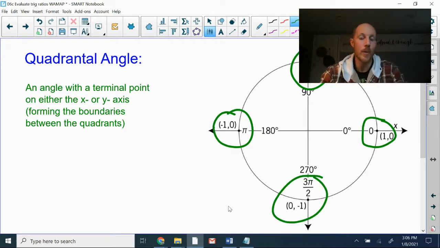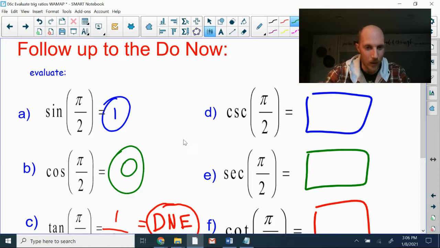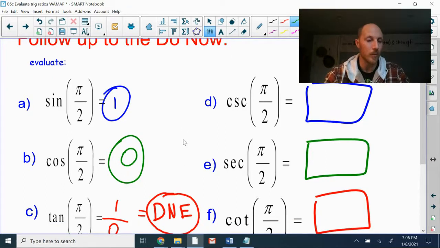The reason we want to pay special attention to these is that they have unique values of 1 and 0. When we combine those in different ways, sometimes we're going to come up with some funny answers. So we want to make sure we're paying attention to which one is which, like we saw in the do now already. These are some examples of quadrantal angles.